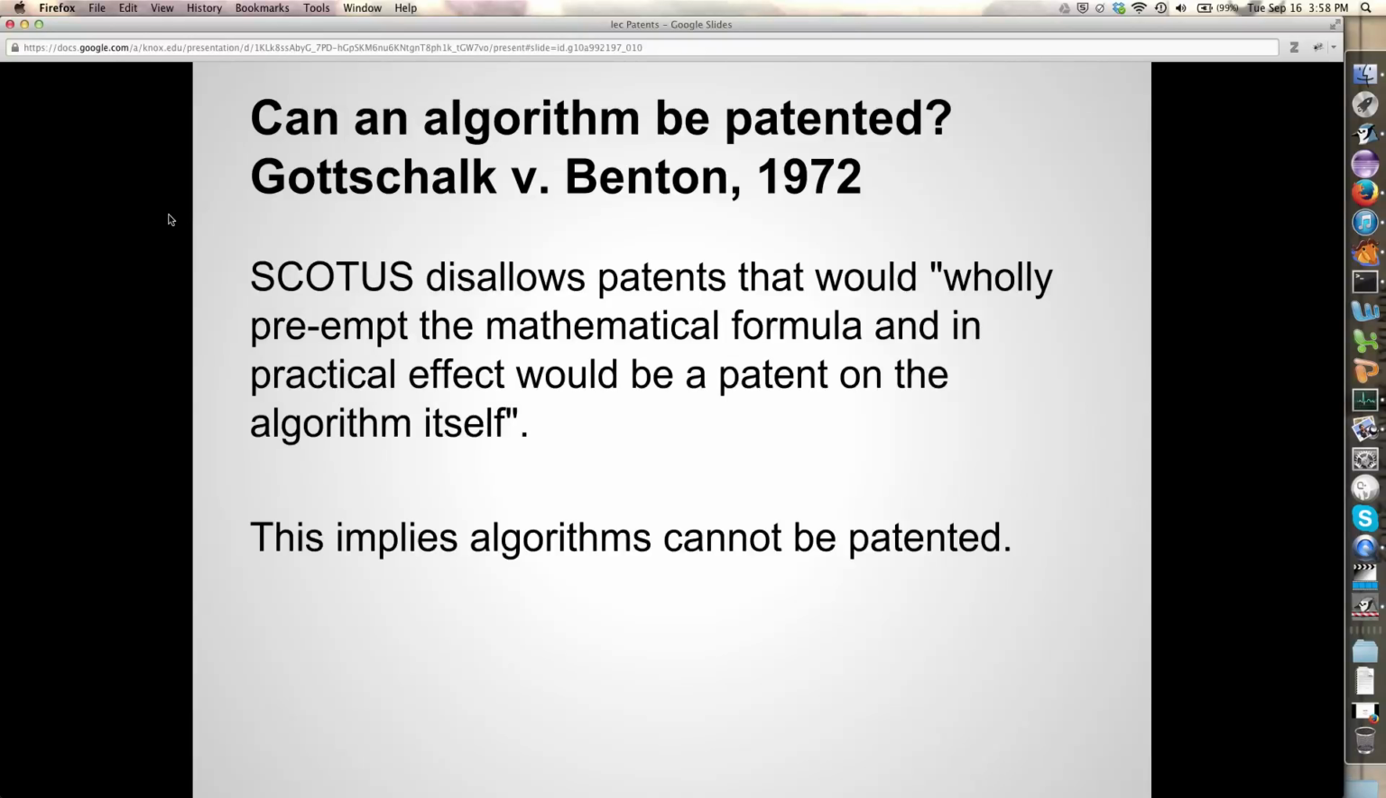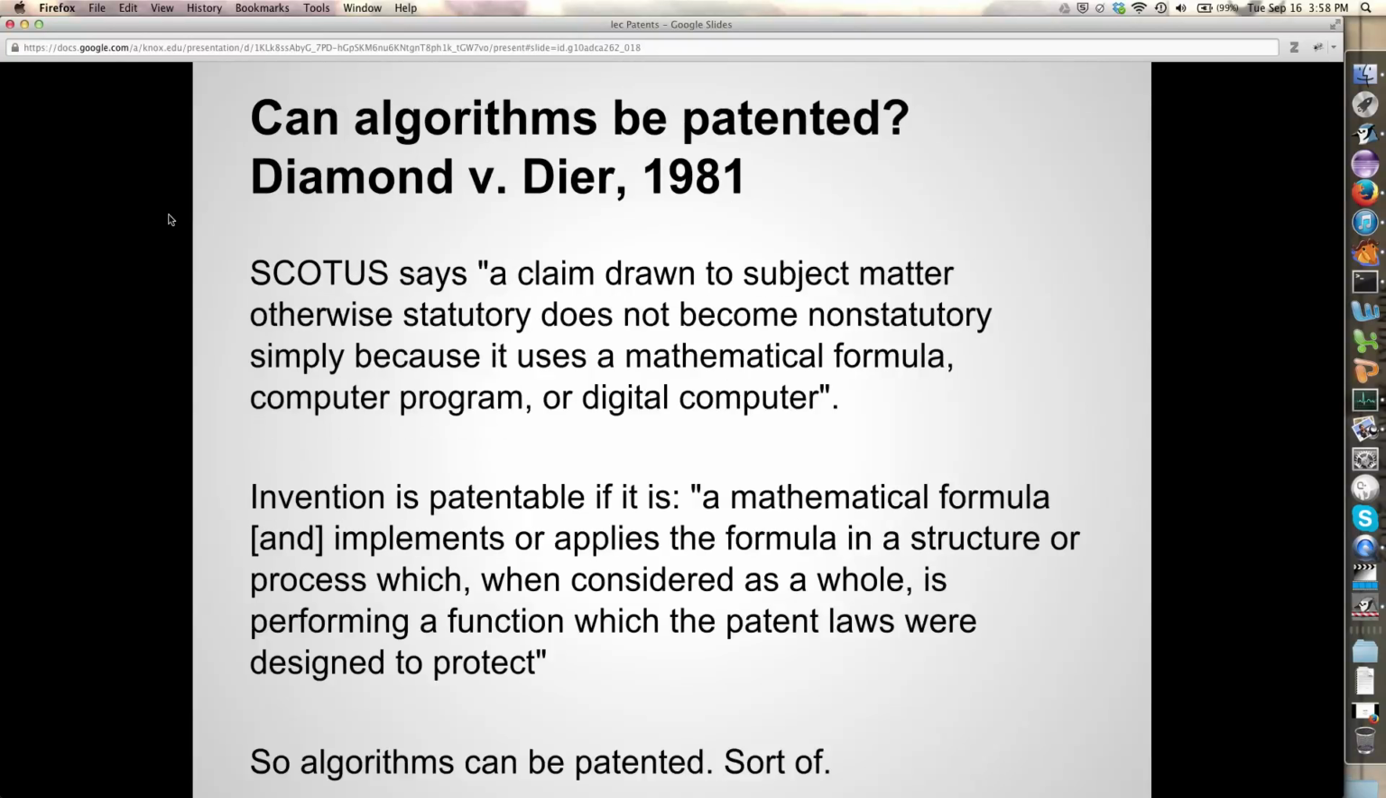Fantastic. You can't patent algorithms. So Diamond v. Diehr, in 1981, SCOTUS claims, quote, a claim drawn to subject matter otherwise statutory does not become non-statutory simply because it uses a mathematical formula, computer program, or digital computer. So here they're saying, well, if it's something that otherwise would be patentable, statutory in this case means it falls under this statute, doesn't suddenly become unpatentable just because it uses a mathematical formula, computer program, or digital computer.